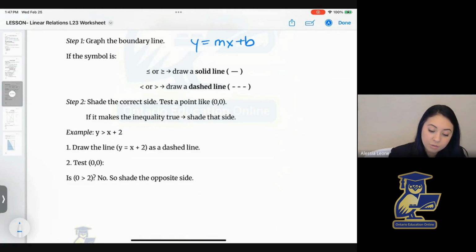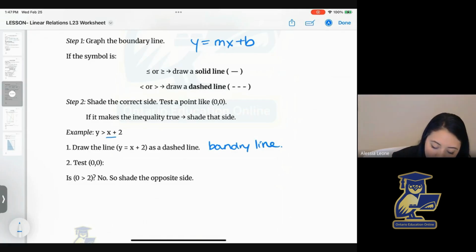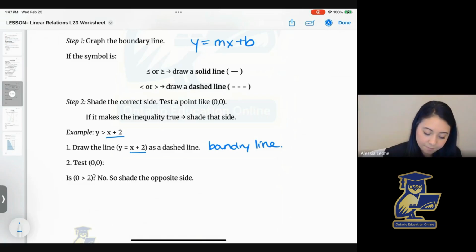If y is greater than x plus 2, let's just think right now about what steps we would have to do. In this example, the first thing we do is we have to draw our boundary line. And our boundary line would be y equals x plus 2. We're keeping our line the same. We're just putting y equals, and that's our boundary line. That's step 1. Step 2 is we would test 0, 0.